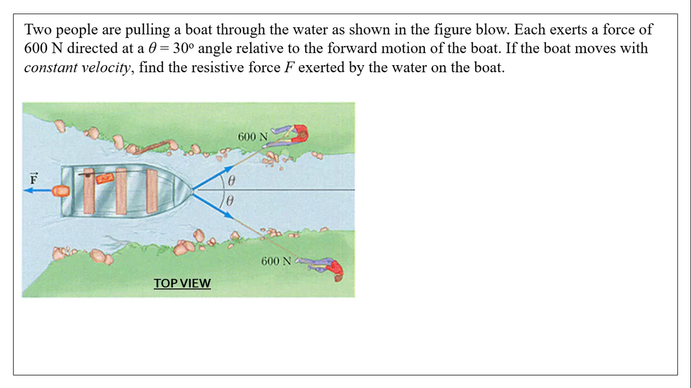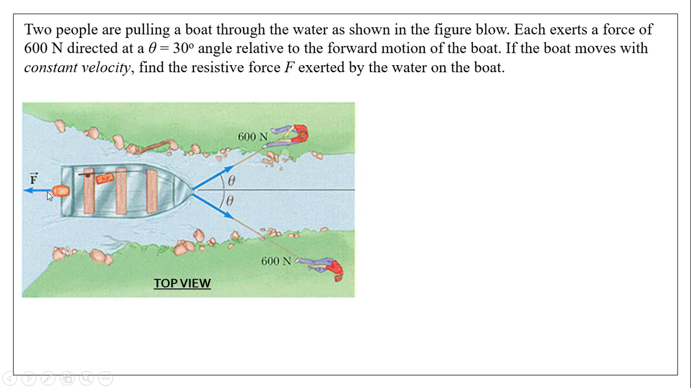Alright, so in this particular video, we have two people that are pulling on a boat through the water, as shown below. It says each person exerts a force of 600 newtons directed at an angle of 30 degrees relative to the horizontal axis, the forward motion. So the forward motion is where my cursor is going back and forth, aka along the x-axis for this one. It says if the boat moves with a constant velocity, find the resistive force.